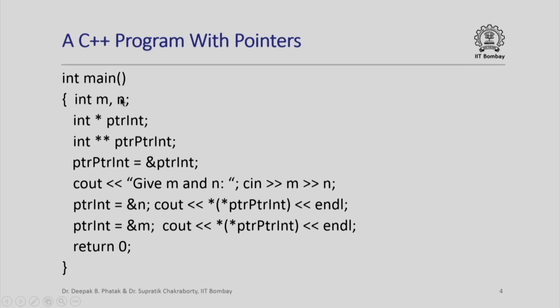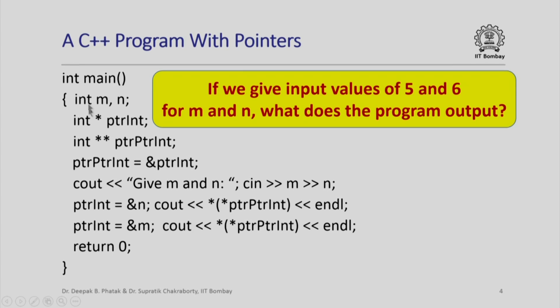We have two integer variables named m and n. The variable pointer int is a pointer to an integer. Now given this program, one might ask that if we give the input values of 5 and 6, note that here I am asking for the values of m and n, and I am reading in m and n. So I might ask that if I give the input values of 5 and 6 for m and n, then what does the program output when I execute these cout statements?